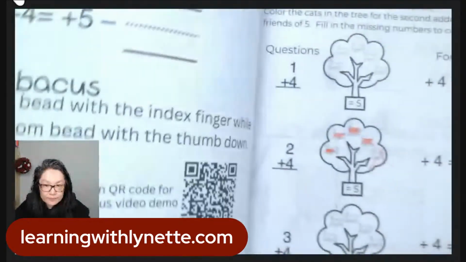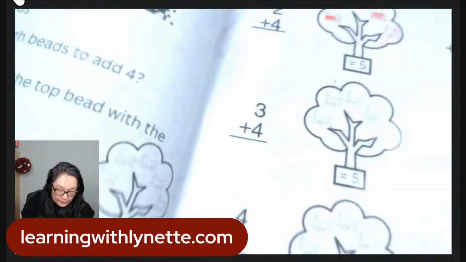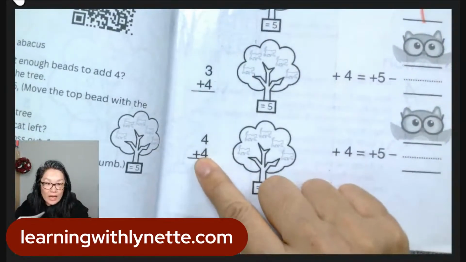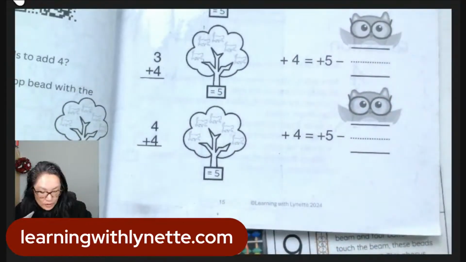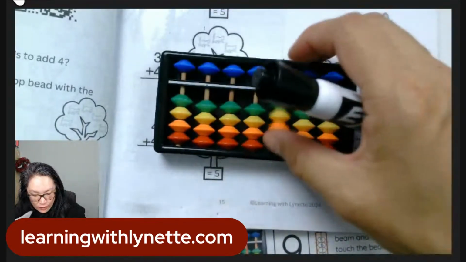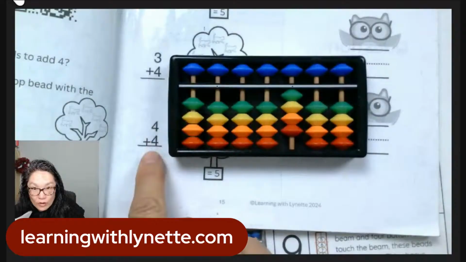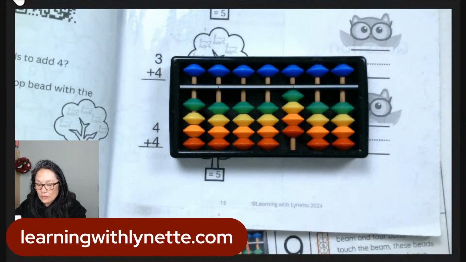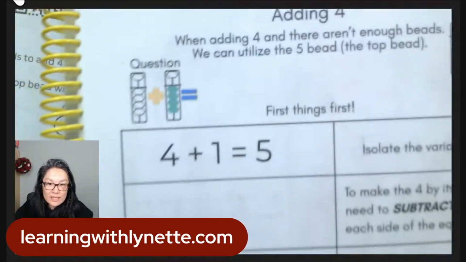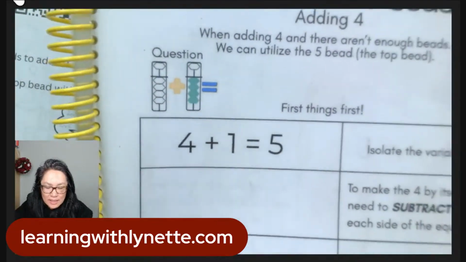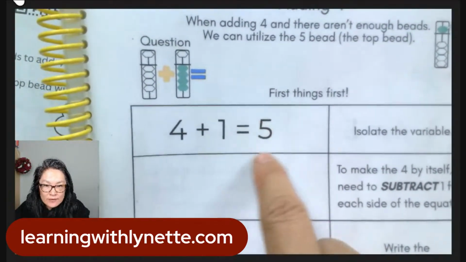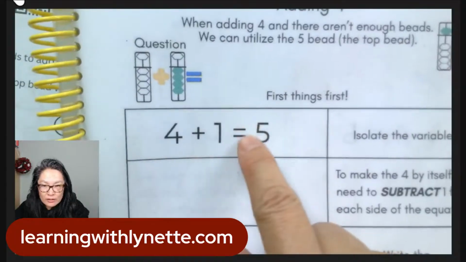So here's the question, right? We want to add the 4, we have the 4, right? And notice there's not enough beads to add the 4. I need to add another 4. Well, we have this concept. Let me go back. We have this concept: 4 plus 1 is equal to 5. How is that going to help us? It's going to help us because we're going to utilize this 5.